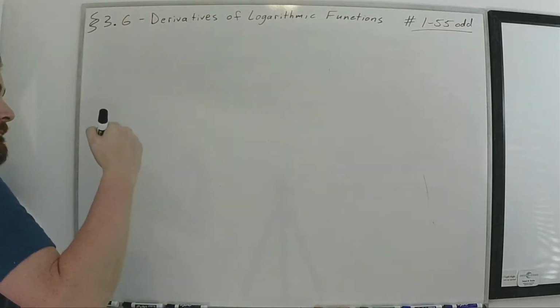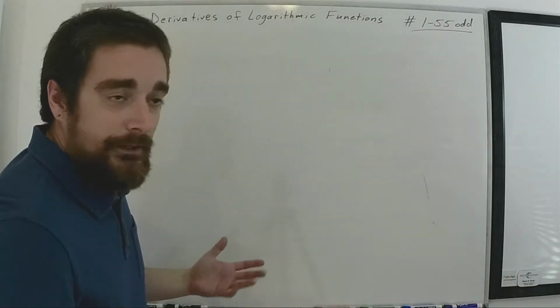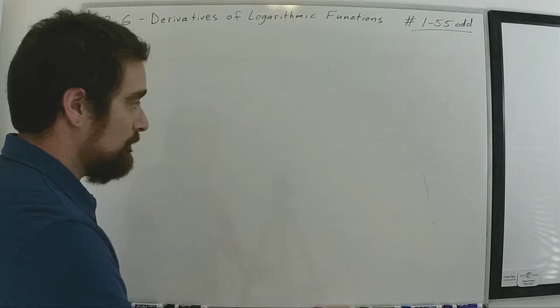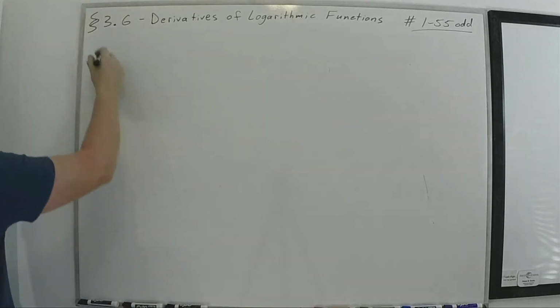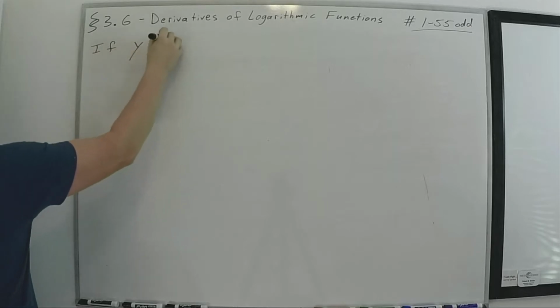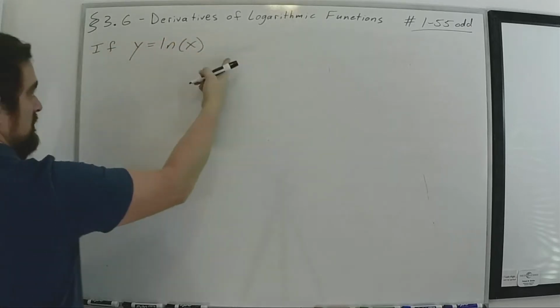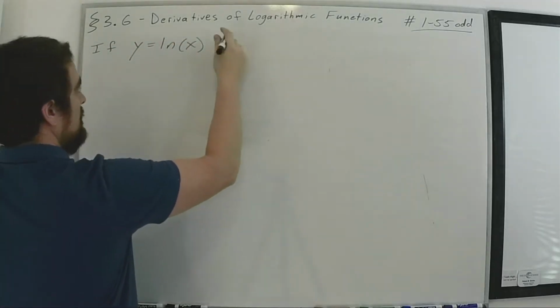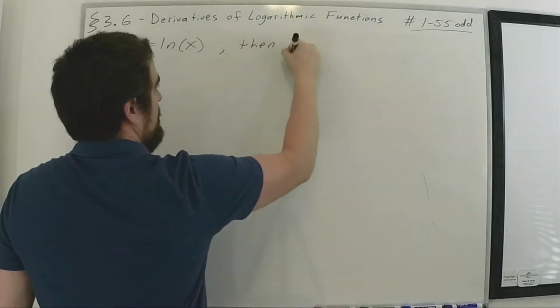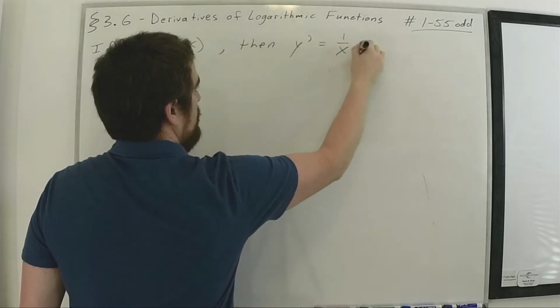So we still need to remember how to differentiate everything else, right? Polynomials, rational functions, trig functions, product rule, quotient rule, chain rule, all still apply. So we're just going to throw this in the mix. We'll start with the easiest one, which is the natural log. If y is ln of x, then y prime is 1 over x.